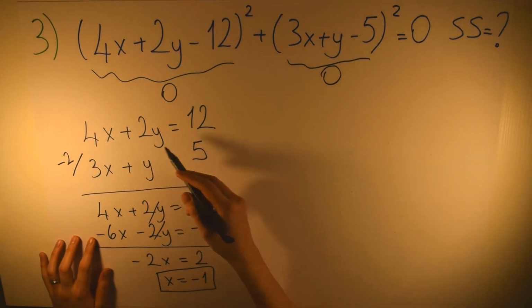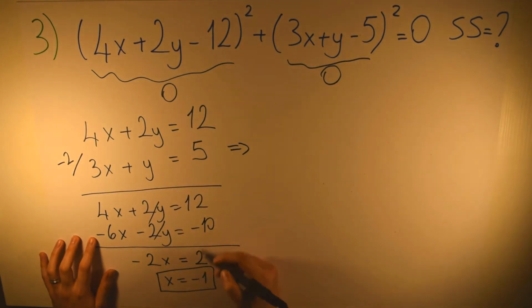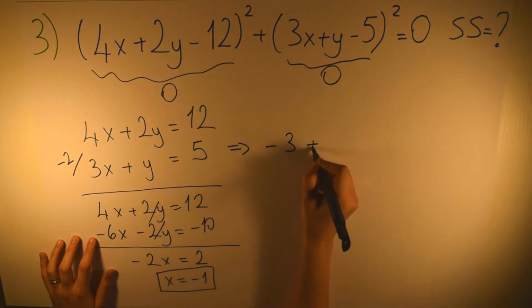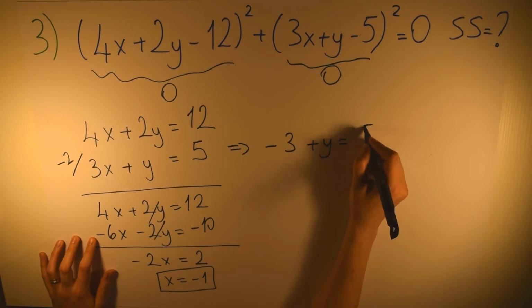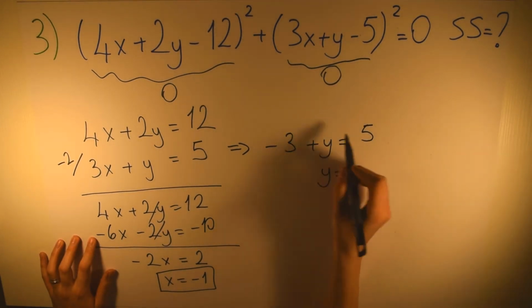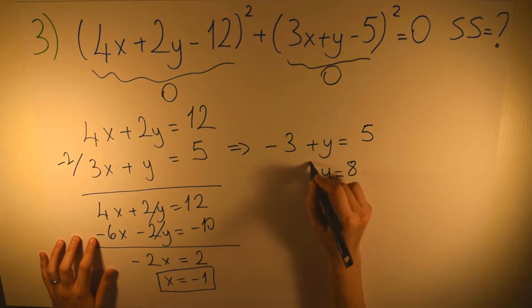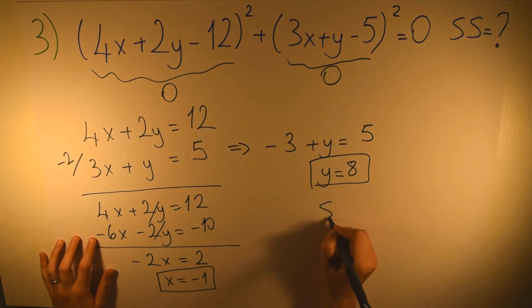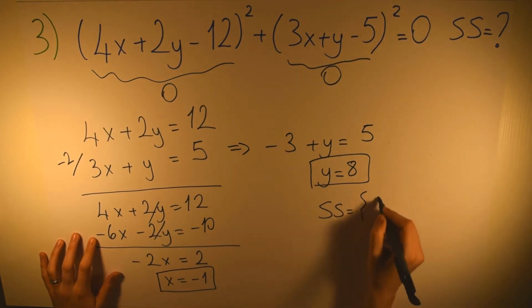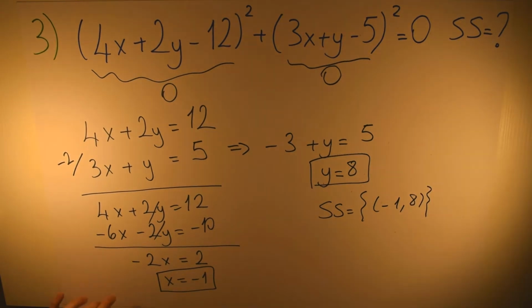So let's do this here. It's 3 times minus 1, it's minus 3 plus y is equal to 5. Y is equal to, this goes as plus 3, so 5 plus 3 is equal to 8. So our solution set is minus 1 and 8.